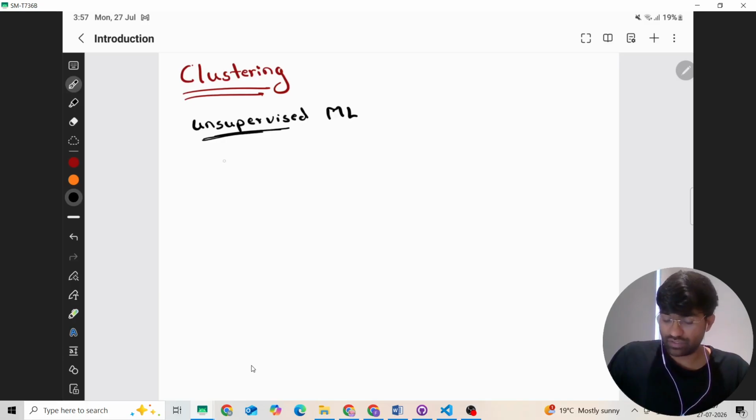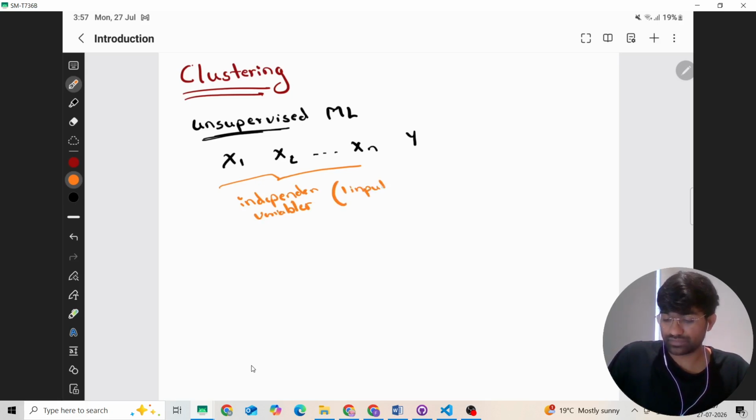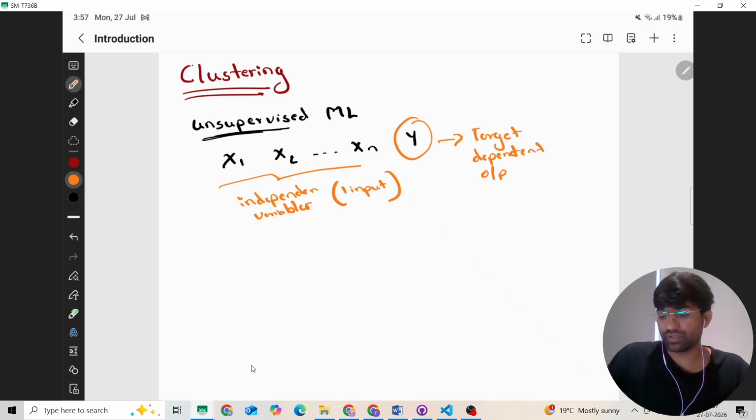In our previous algorithms like linear regression, logistic regression, decision tree, random forest, bagging and boosting algorithms, and KNN, what we have seen is we have x1, x2 up to xn, and then we have the y variable. These x1 to xn are independent variables, or we call them input variables, and y is our target, dependent, or output variable.